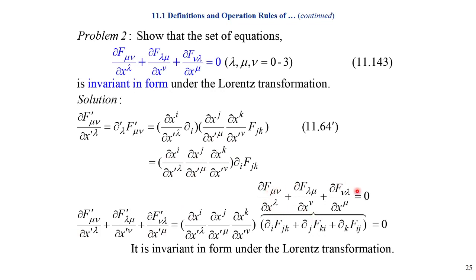But here is different. But remember, this one is 0. So after Lorentz transformation, this one will also be 0. 0 times this one is 0. Therefore, before 0, transformed to the prime system, still 0. It's invariant in form under Lorentz transformations. Okay, so we prove this idea.